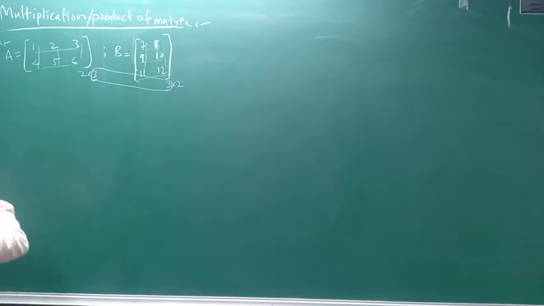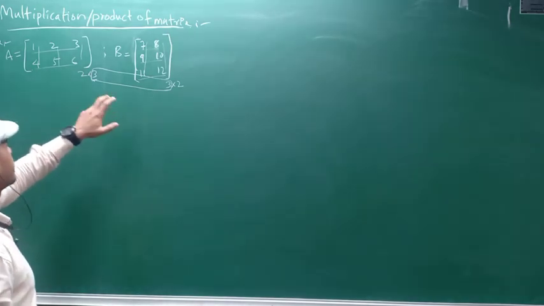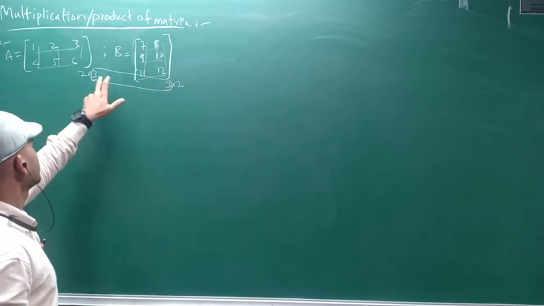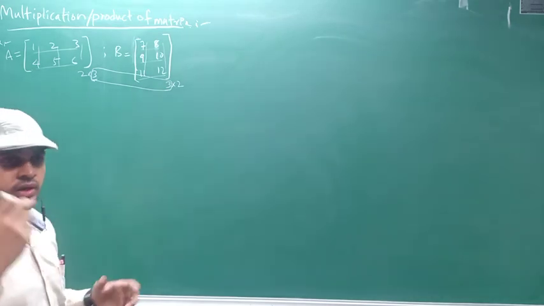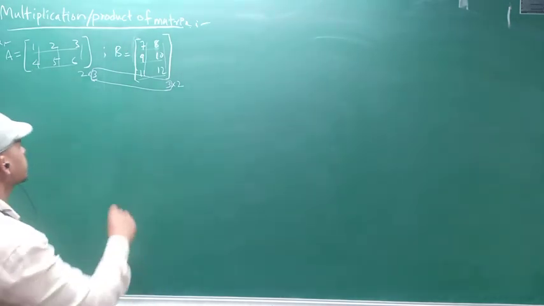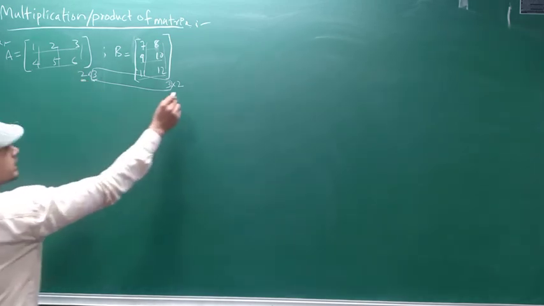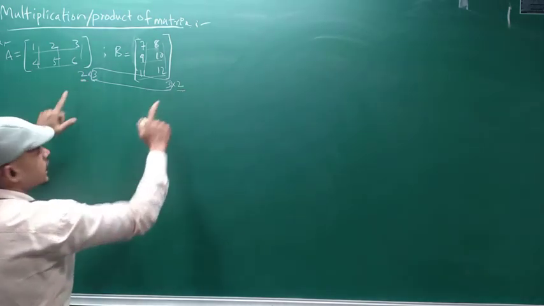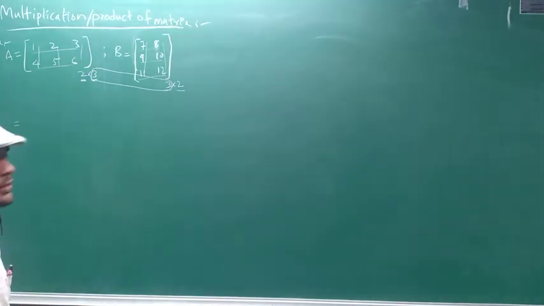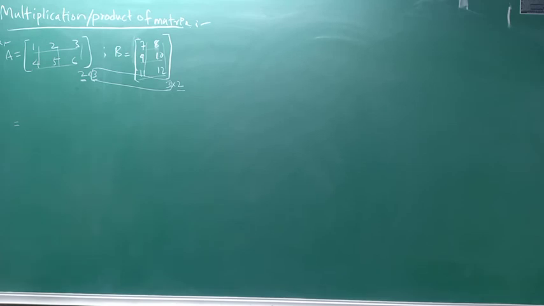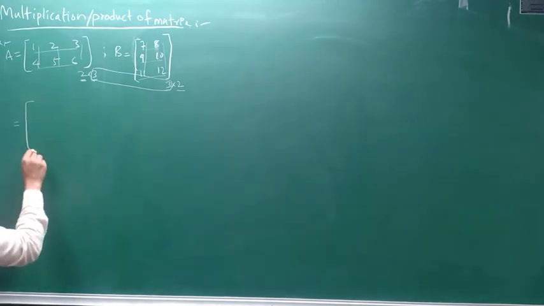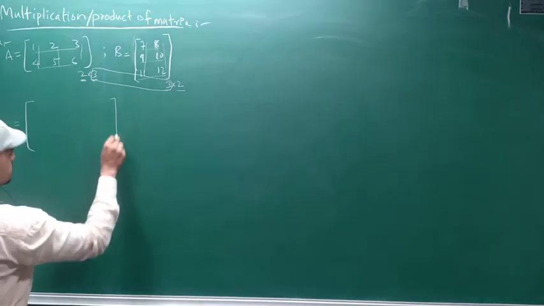Now the second thing is, if the number of columns and rows are the same, what will be the order of the required matrix? So here we have 2 and here 2. That implies our required matrix will be 2 by 2. After multiplying these matrices, we are going to get a 2 by 2 matrix.